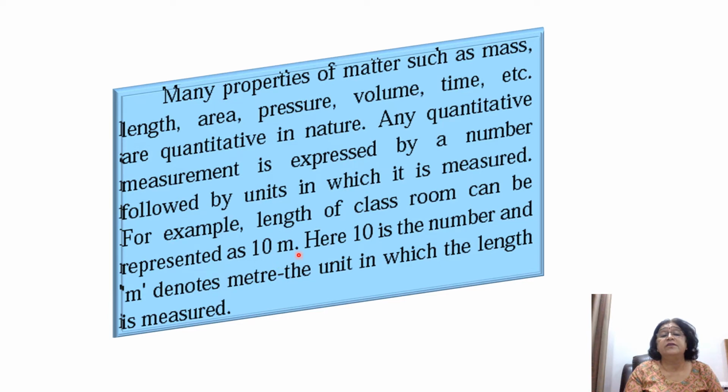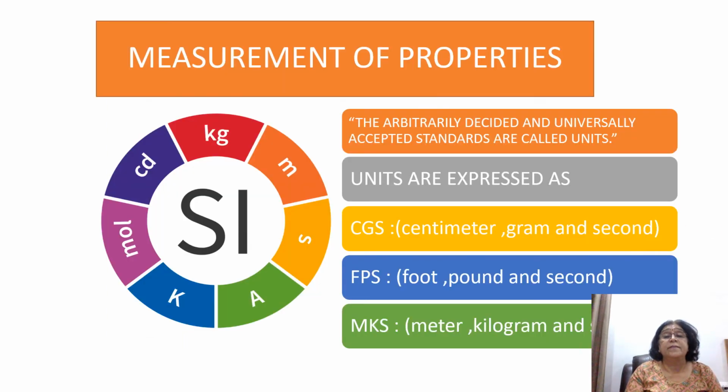But if I say 10 meters, that gives a sense. If I say the length of some room is around 10 meters, it gives some demarcation to the value. So this meter that we have added is a unit of length. When you write this unit of length, then only it makes sense. So measurement of properties requires units. What are units? They are arbitrarily decided and universally accepted standards.